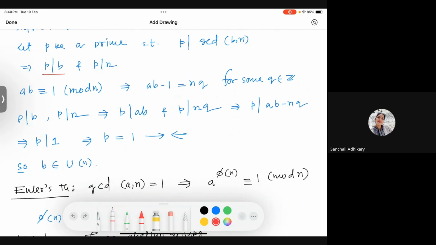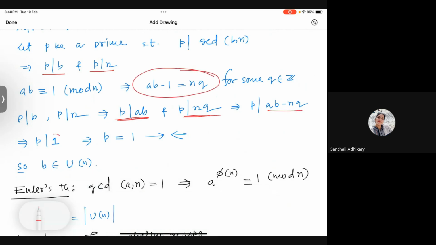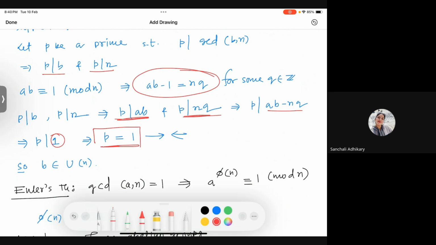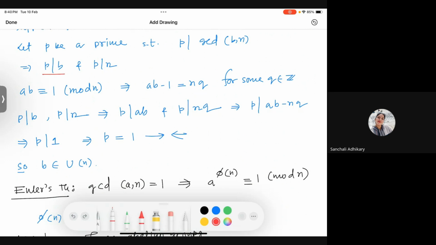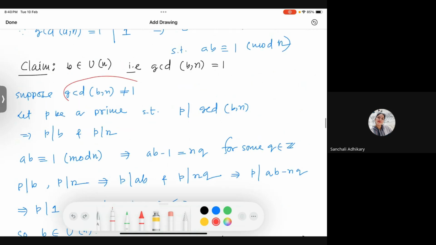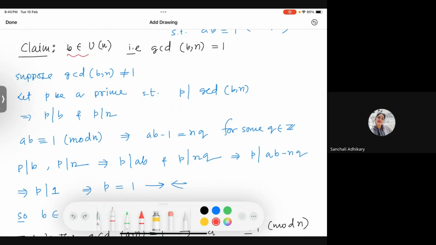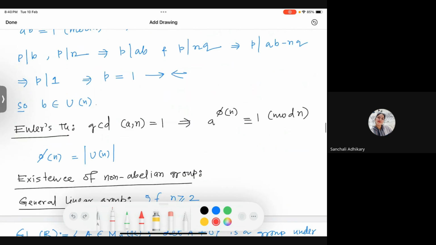See, p divides b, p divides n. It means p divides ab and p divides nq. So p divides ab minus nq, and ab minus nq is 1. So p is equal to 1, but p is a prime number. This is a contradiction. So what is wrong? This assumption is wrong. So GCD of b comma n is equal to 1, so b belongs to Un. Okay, done.